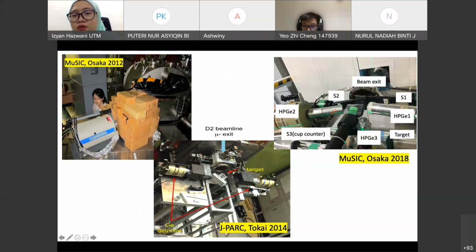So we start with one HPGe detector. This is a paraffin block to block the neutrons, because in 2012 this beamline had just started to operate, so they had a very high abundance of neutron contamination. So we need this paraffin block to block the neutrons. Okay, and then in 2014, we repeated the experiment in J-PARC, Tokai.